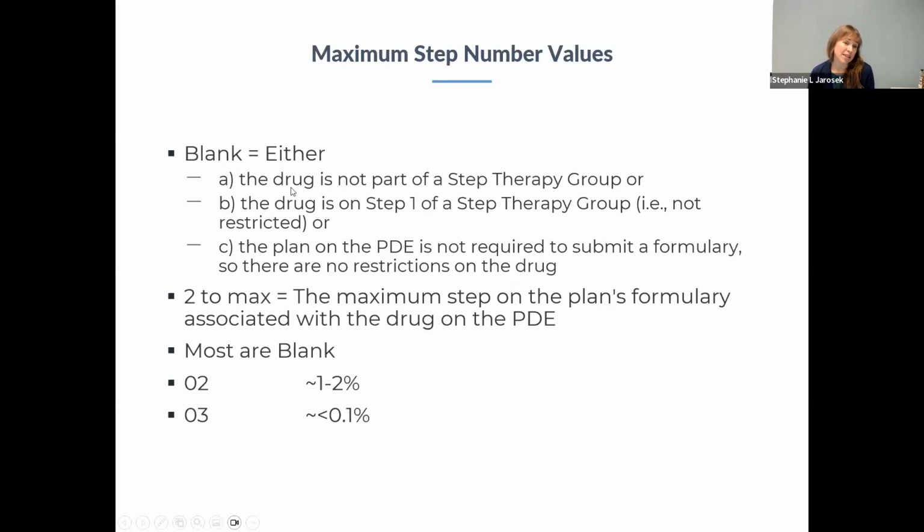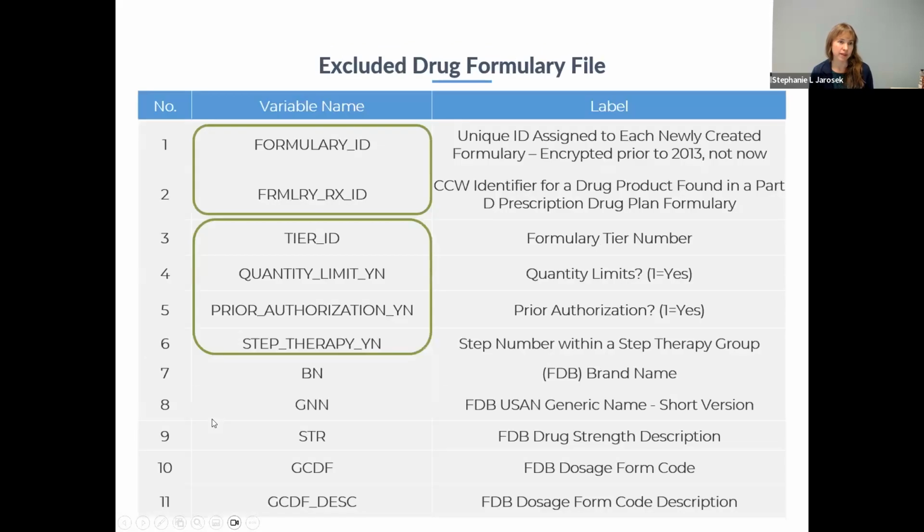If it's a blank, it maybe doesn't need step therapy, or the drug is on step 1. So there are no step 1s. 1 is never the maximum number. If it's blank, that means it's on step 1. You can just get the drug without getting any other drug, or the plan is not required to submit a formulary. So again, there's not a lot of drugs where step therapy is required, and most of the values are going to be either 2 or 3.